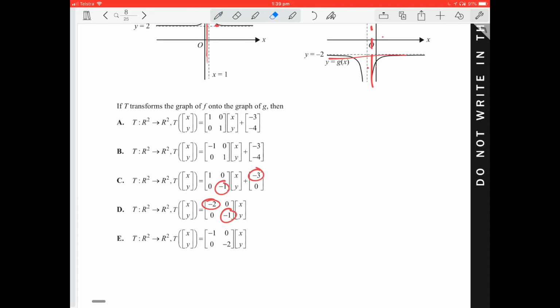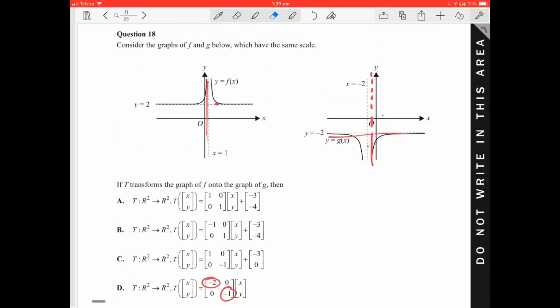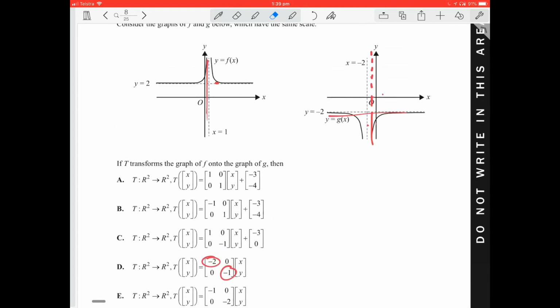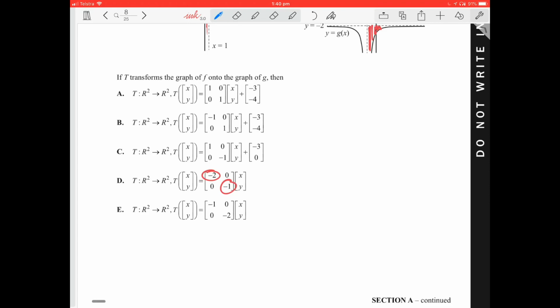So it isn't actually translated at all by the looks of it. I actually think it's been dilated from the y-axis because those two areas don't match up. That area there and that area there, they're two different ones, so I reckon it's going to be D.